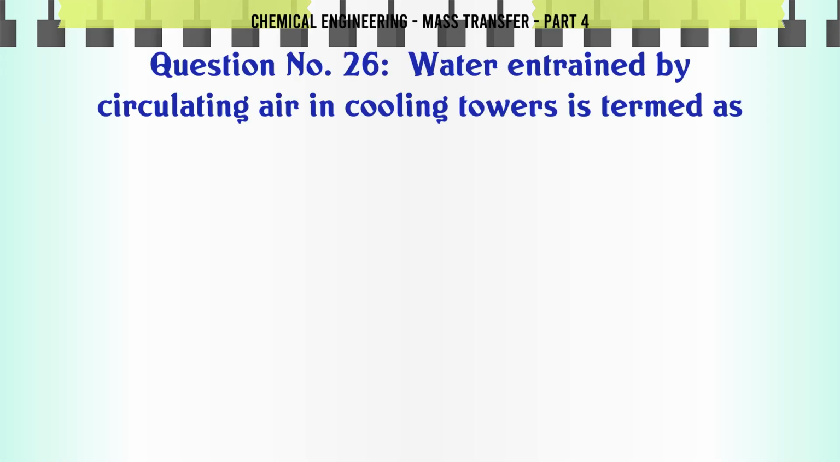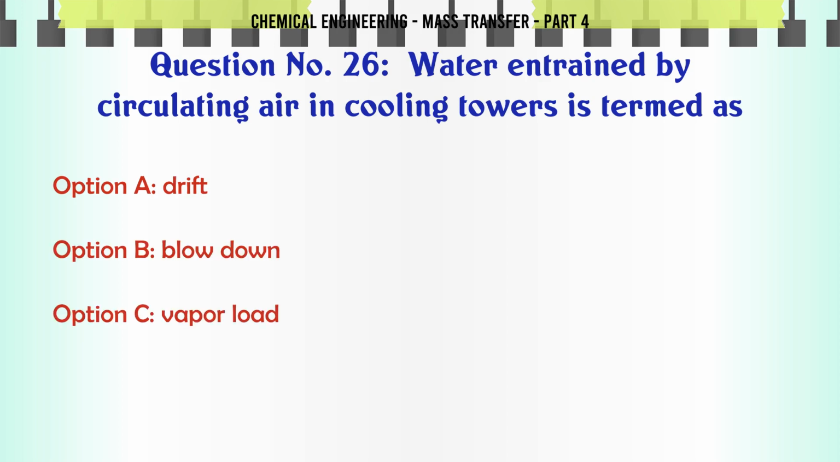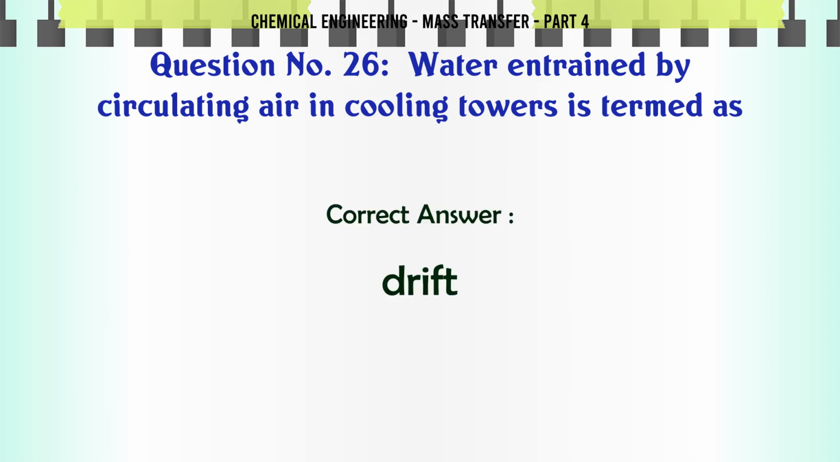Water entrained by circulating air in cooling towers is termed as A. Drift, B. Blow down, C. Vapor load, D. None of these. The correct answer is drift.